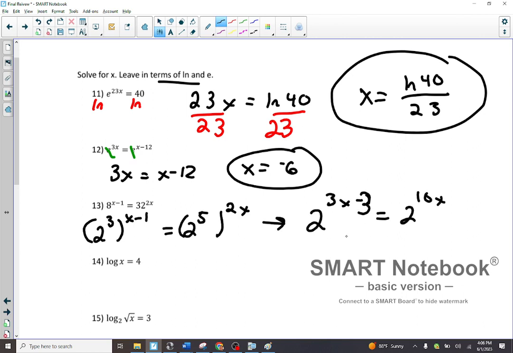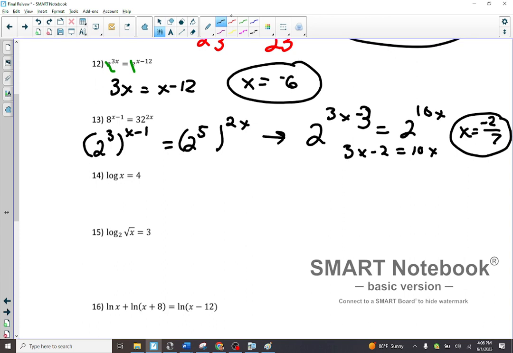You can cross out the 2's. So it's just 3x minus 2 equals 10x. A little bit of algebra. x equals negative 2 over 7. Yes.